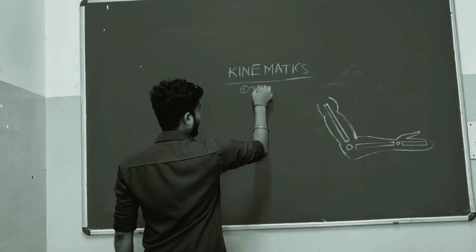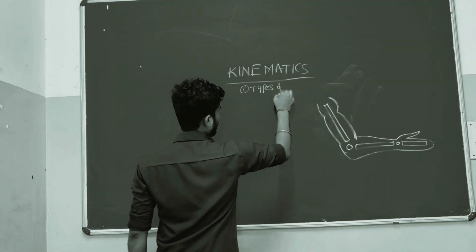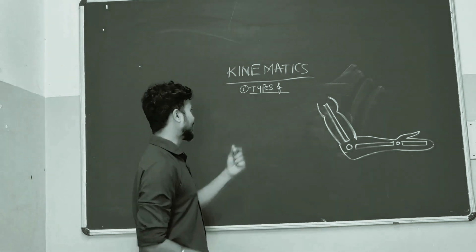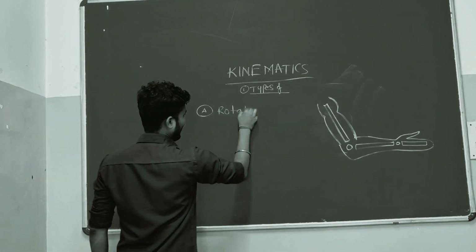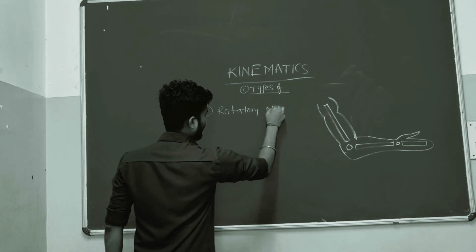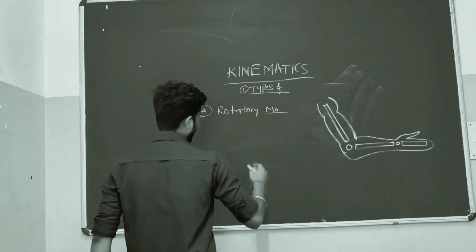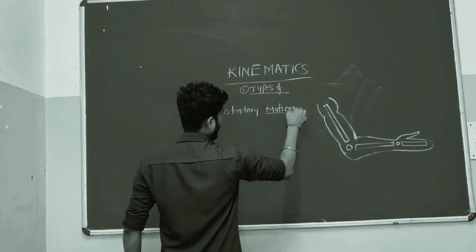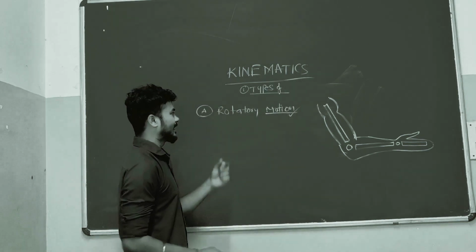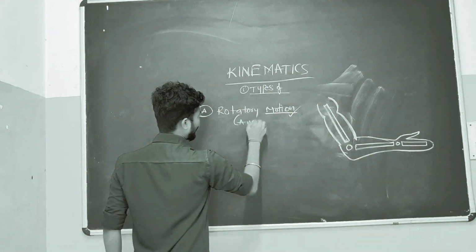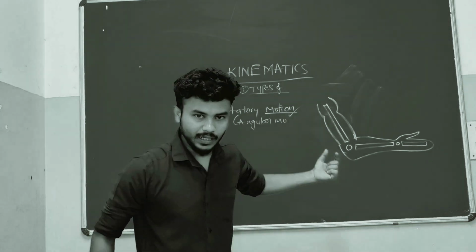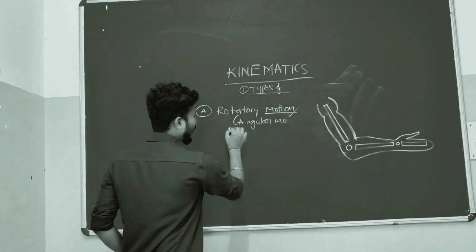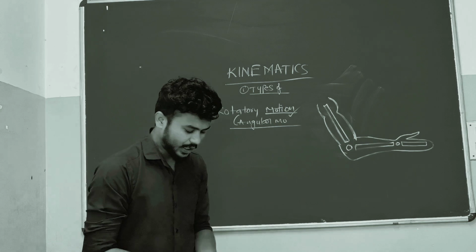Now, first point, types of the movements. In this, the first type is rotatory movement. We can say it is rotatory motion. It is nothing but angular movement, angular motion or movement. So what does this rotatory movement mean?